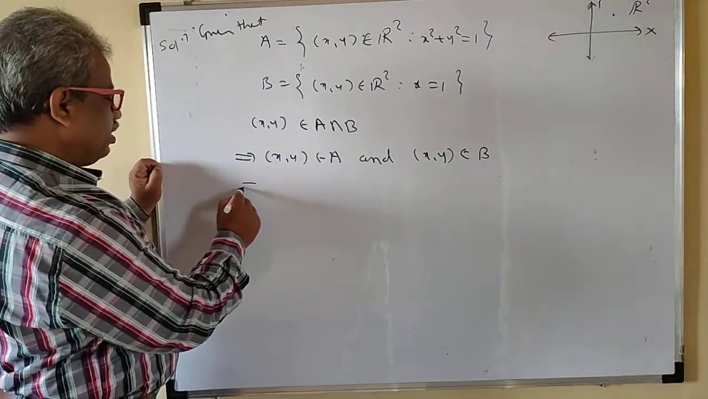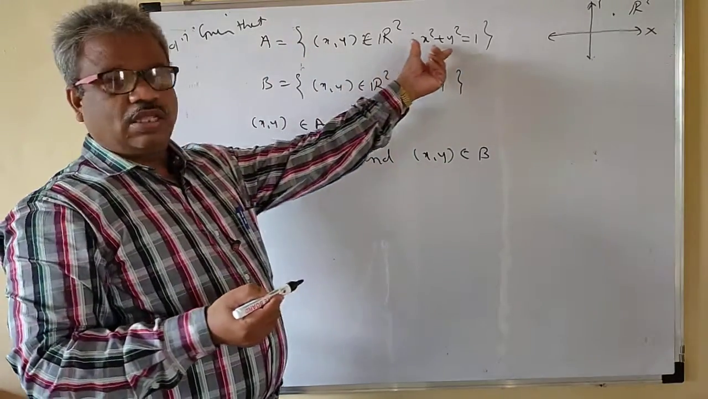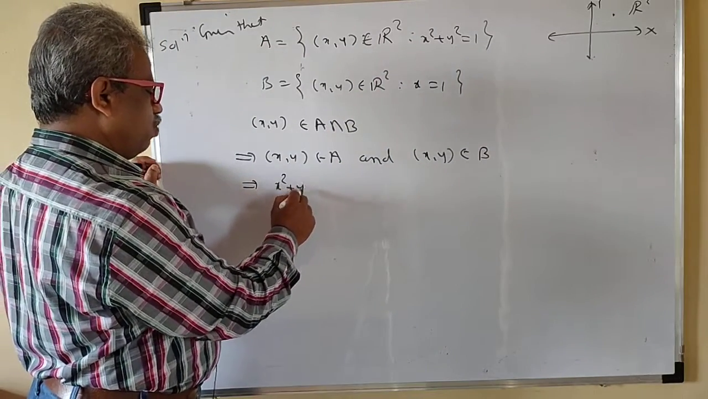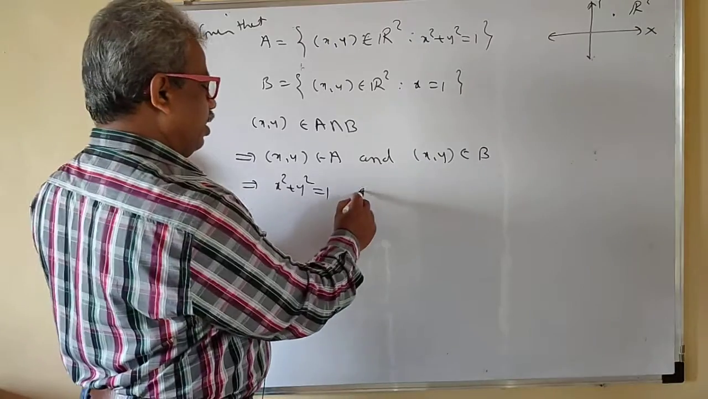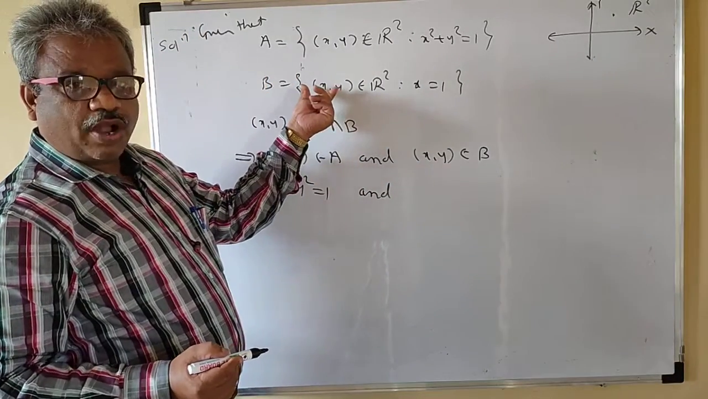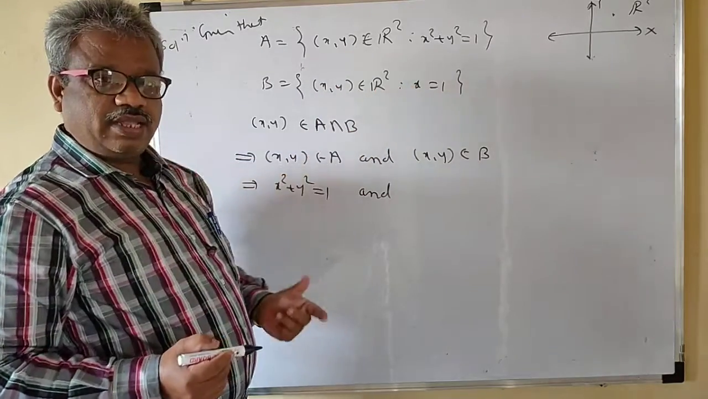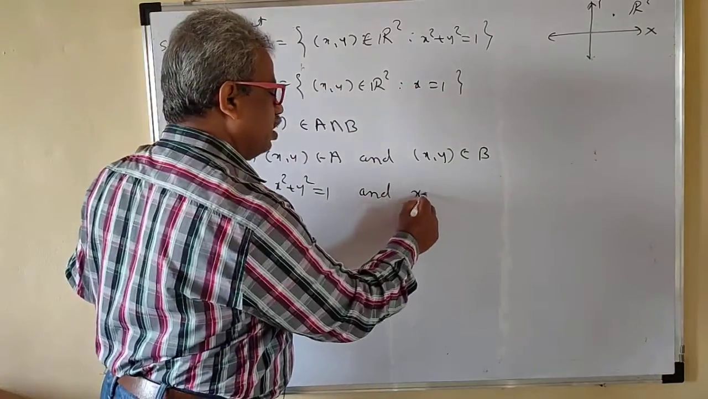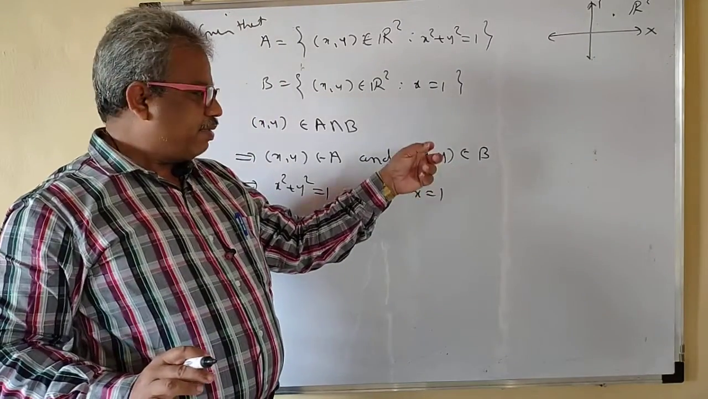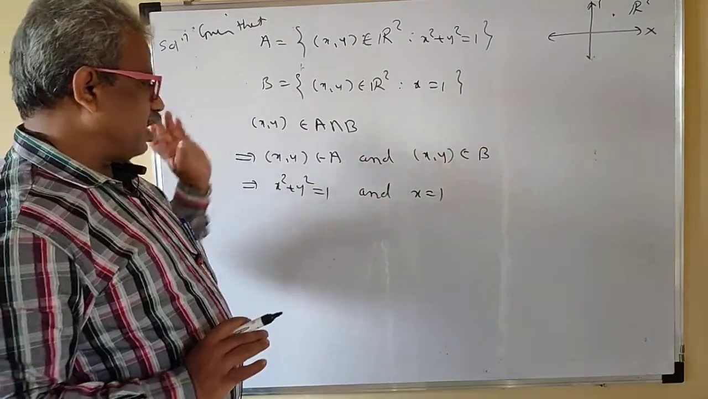So xy belongs to A. How are the points of A? The sum of the squares is 1. So x square plus y square is equal to 1. Right? And xy belongs to B. How are the points of B? Whose x coordinate is 1, then the point is in B. The only condition is x equal to 1, there is no condition on y.